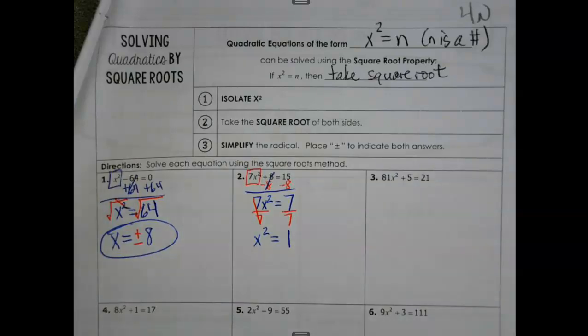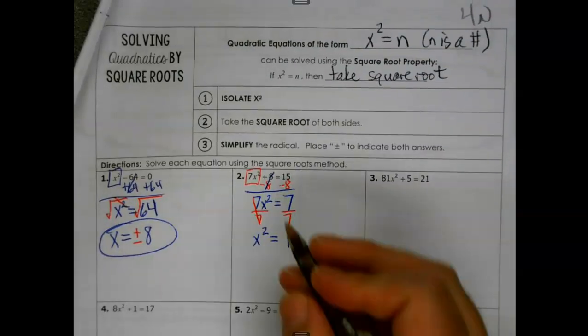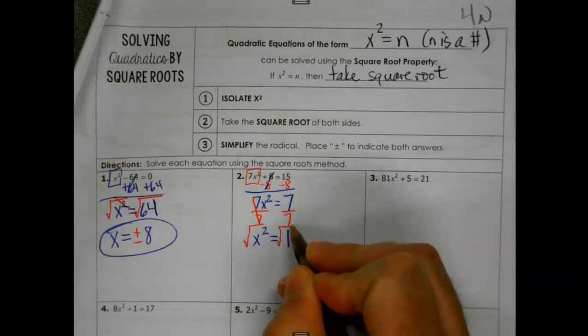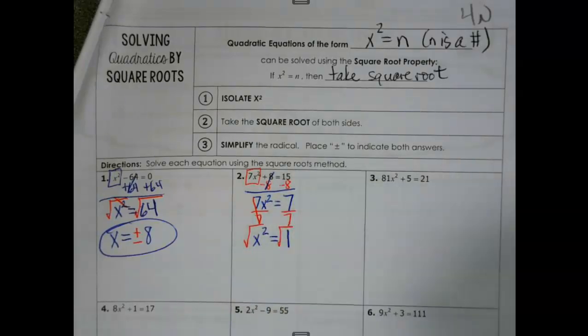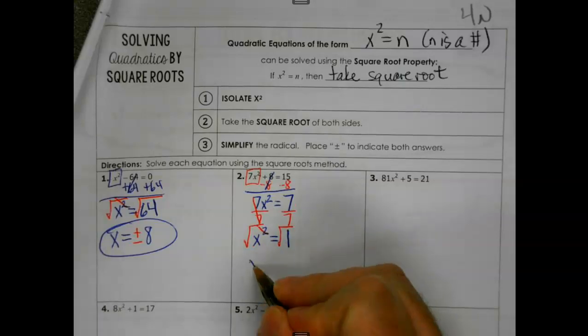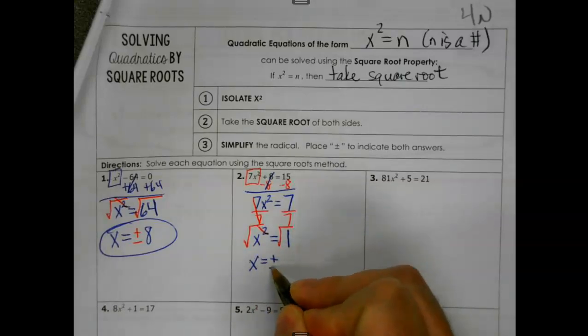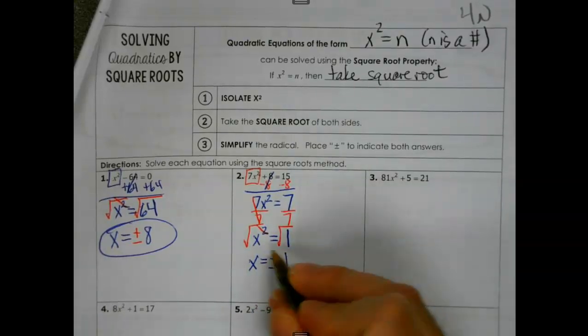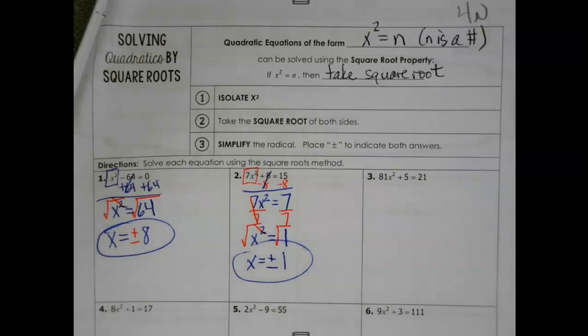So, do our square root. Always remember my plus minus right away. Again, that one comes out pretty clean, pretty quick. That's what I was looking for.